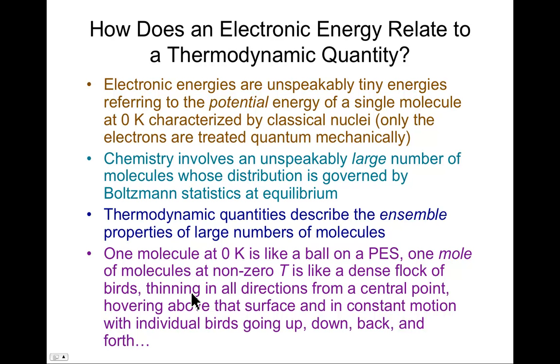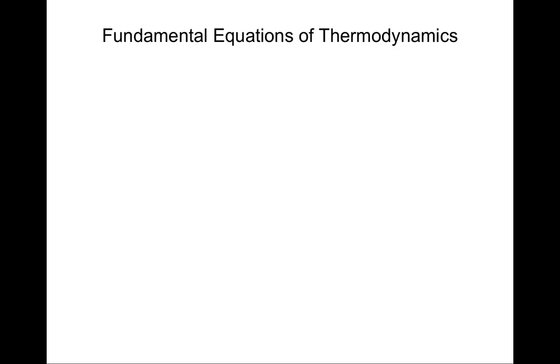They're bumping into each other. Some are rising in energy. Some are falling in energy as they do have these collisions. They thin out in all directions from some central point, which is like a maximum in their energy distribution, in a Boltzmann distribution. And it's a very chaotic system, but governed by a fairly simple set of rules, and that's the Boltzmann distribution. So what are the fundamental equations of thermodynamics?